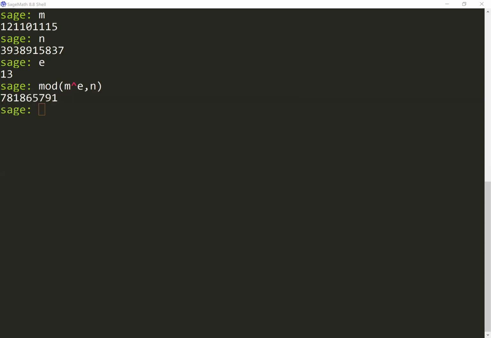Let's make it larger. So this number is the encoded message, m to the power e mod n. Now Bob sends this number to Alice.